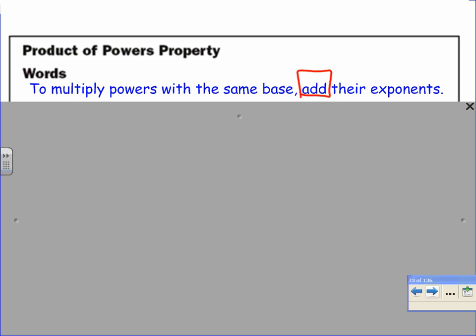And I'm going to show you a bunch of examples with this. To multiply powers with the same base, you add their exponents. What'd you say? Yeah, it's been a while since you guys have written with a pencil or pen, huh?